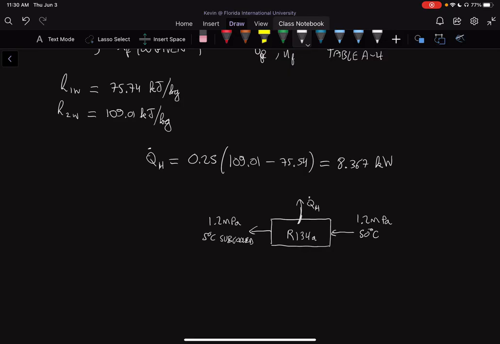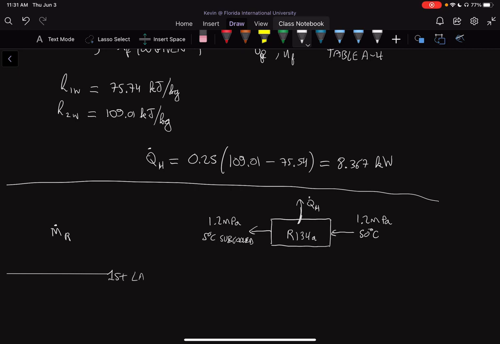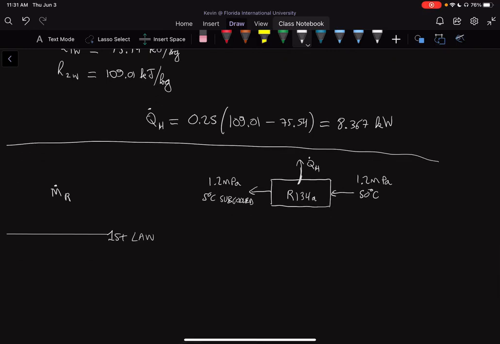So now that we have this, what we're trying to find is the mass flow rate of R134A. So once again, we can apply the first law. And let me just put a separation here. So we're going to apply the first law. And the first law states Q in is equal to m dot R times (h2 minus h1).